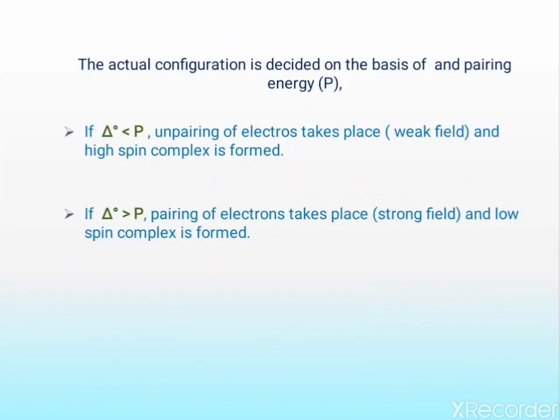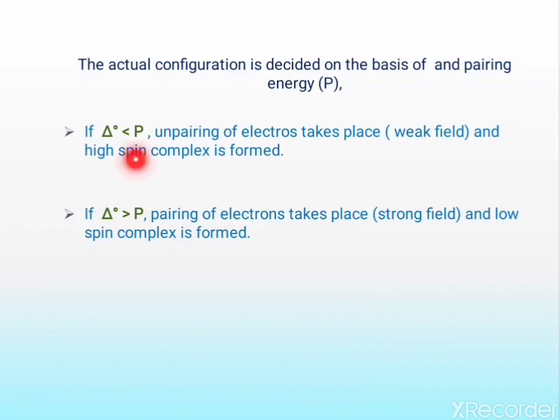How can we decide whether the given complex is high spin or low spin? That can be decided by the concept of pairing energy. What is pairing energy? Pairing energy is the amount of energy required to pair 2 electrons in the same orbital. That is what we call pairing energy.